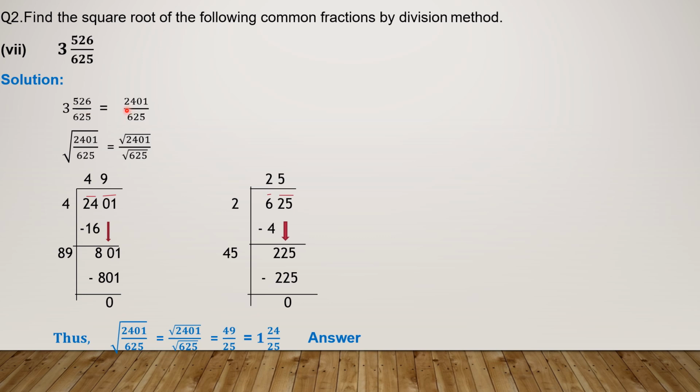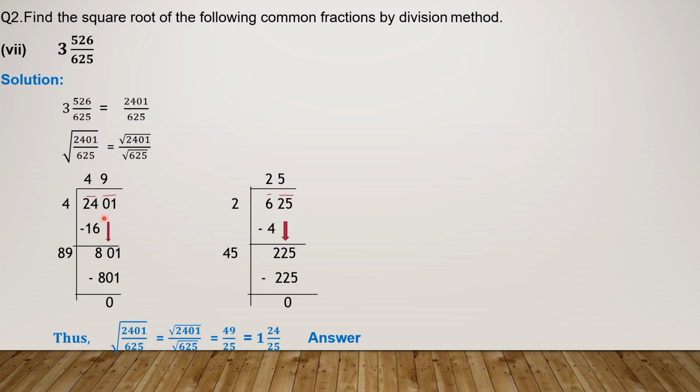The answer is what? 2401, and the denominator will come as it is, that is 625. Now we will take the square root of the whole of this fraction. Now what is the method of finding the square root of a fraction? Yes, we will take a separate square root of the numerator and also a separate square root of the denominator. So we put the square root on both numerator and denominator.